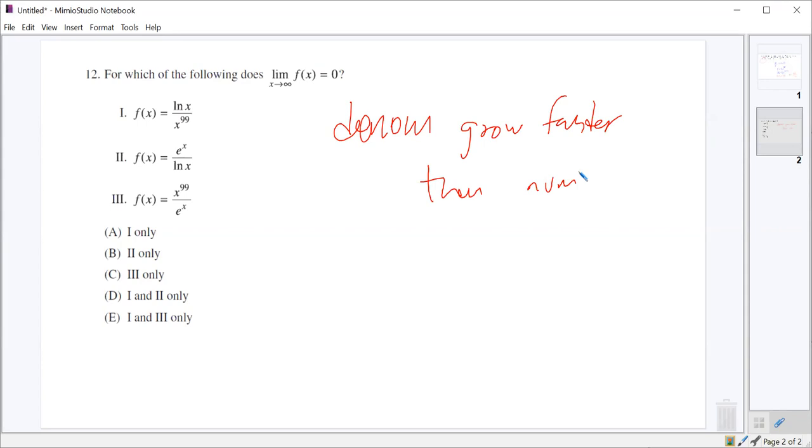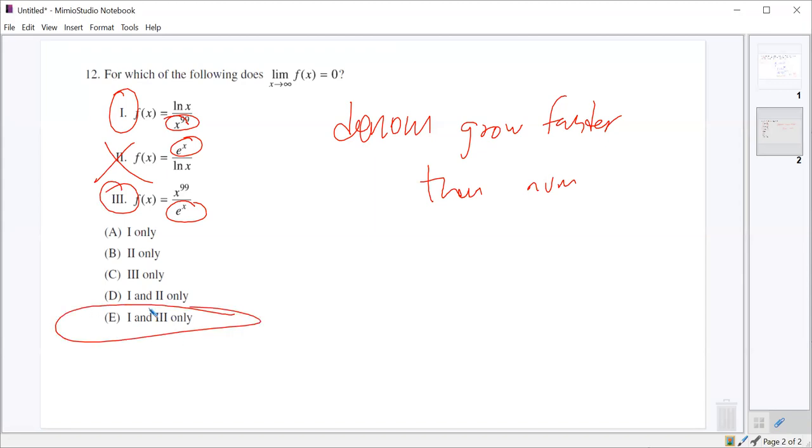So if we look at, for example, ln of x over x to the 99, ln of x goes towards infinity and x to the 99 goes towards infinity, but x to the 99 grows more quickly. So that's a yes on number 1. Number 2, they both go towards infinity, but e to the x grows more quickly than ln x. So that's a no on number 2. And number 3, they both go towards infinity, but e to the x grows more quickly than x to the 99. So that's a yes on 3. So it should be 1 and 3. Good or no?